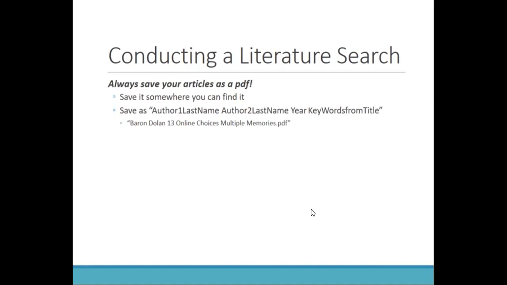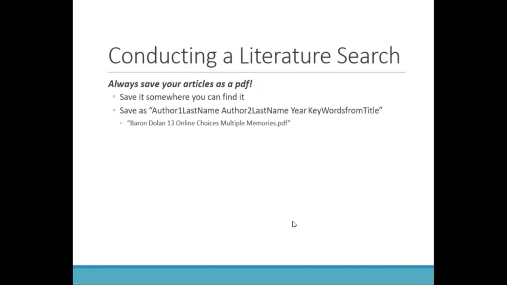That way you have the most pertinent information in the file name so that you can scan through and look for it. So this is an example, Barron and Dolan, 13, online choices, multiple memories. Okay, so these are some of the keywords, has something to do with being online, multiple choice and memories. So looking at that really quickly, if all I have is the citation of Barron et al. 13, I can find the article. If I know it had something to do with online and memory, I can also find the article. So this is how you should save your articles.